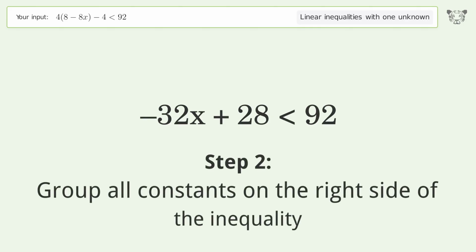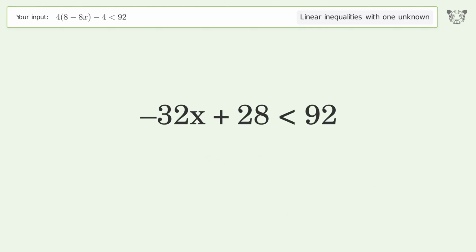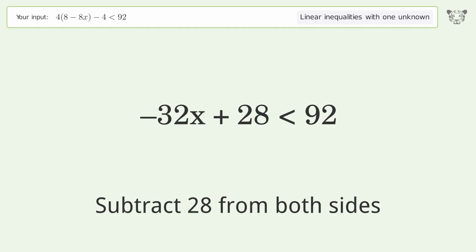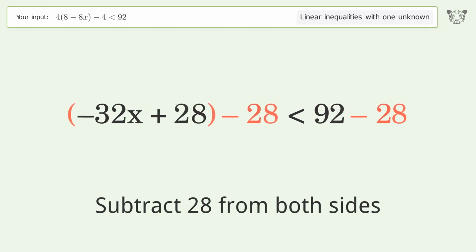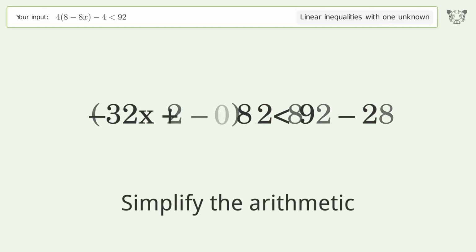Group all constants on the right side of the inequality. Subtract 28 from both sides. Simplify the arithmetic.